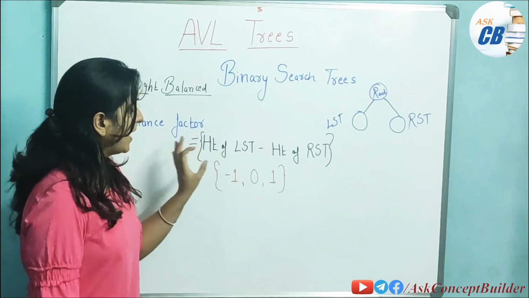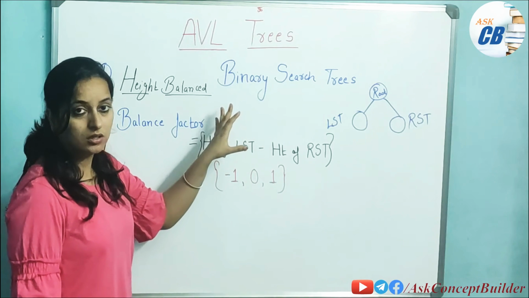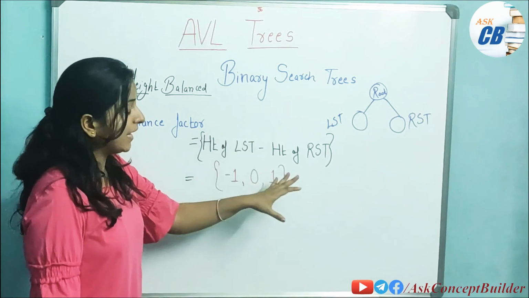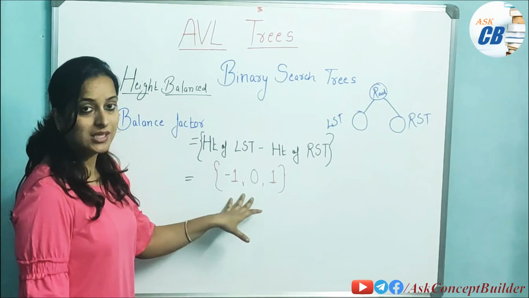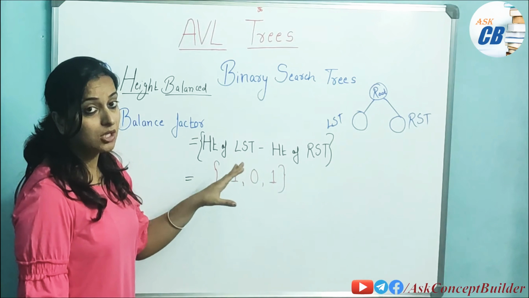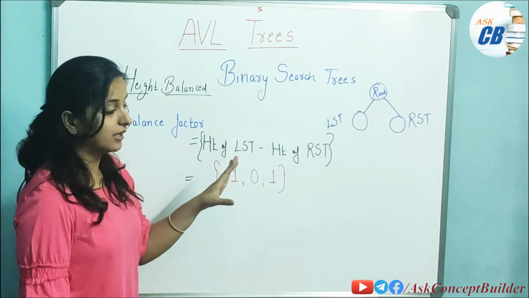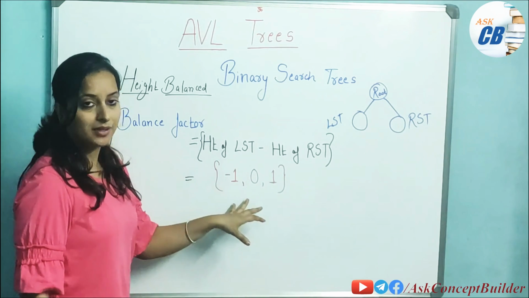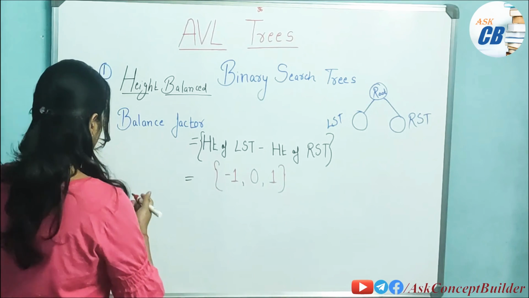If the balance factor is one of these three values, then your tree is balanced, and it is an AVL tree. But if for any node the balance factor is not one of these three values, then your tree is not balanced, or it is not an AVL tree. Now we will first see why the balance factor should be one of these three values only.